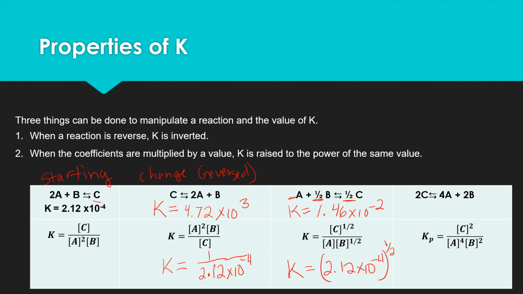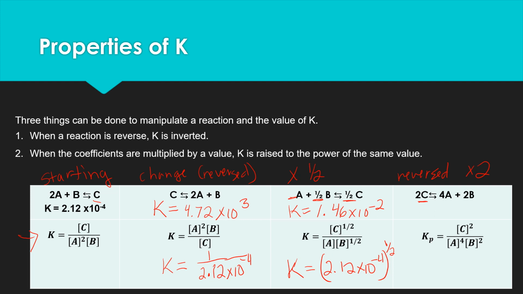All right, last one. So this is when we multiplied everything by 1/2, all the coefficients. So we raise K to the 1/2 power. All right, our last one, we can see a couple things happening. I can see that my C's are on the left now, so it's been reversed. And I can see my coefficients are larger. All the coefficients have been multiplied by 2. So let's look at our expression and see what changes. Again, from this starting one to now.